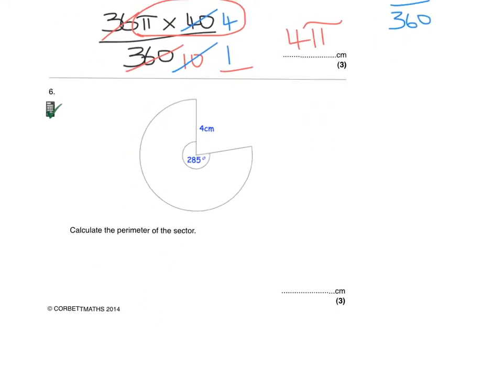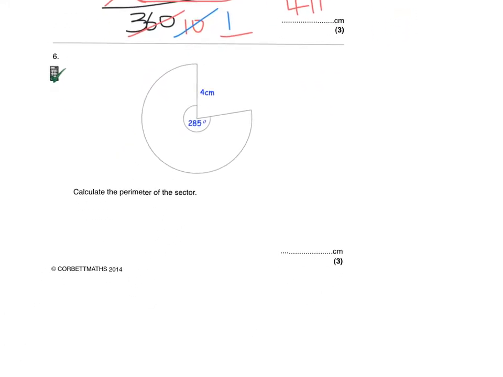And last question, guys, before I leave it. Calculate the perimeter of the sector. So it's not the arc length, it's perimeter. So we're going to have to add on this 4 centimeters and this 4 centimeters at the end. So we're going to go C equals pi d. If the radius is 4, it must mean the diameter is 8. So C equals pi times 8, which is 25.1 centimeters.